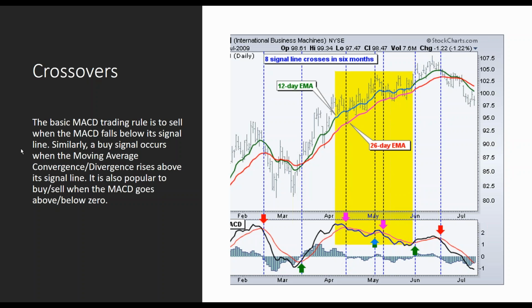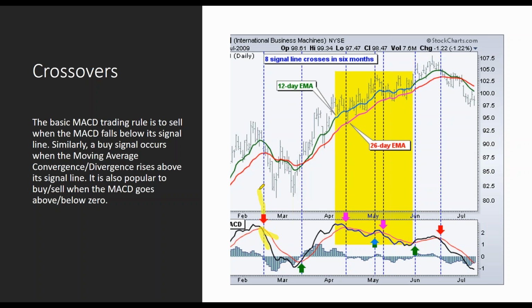So as you can see on this chart to the right, here we have a sell signal because the MACD fell below its signal line.